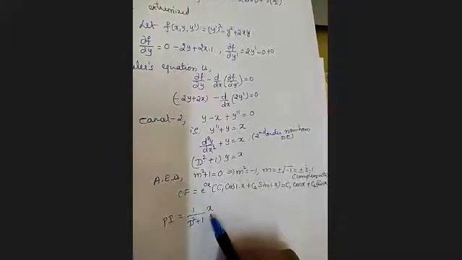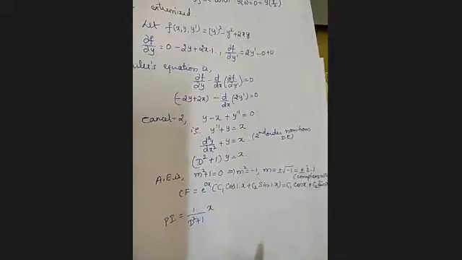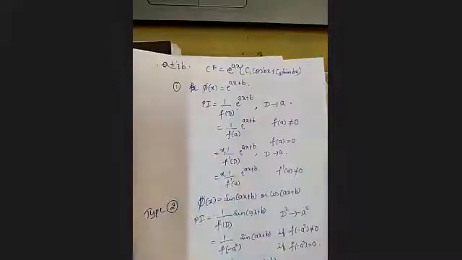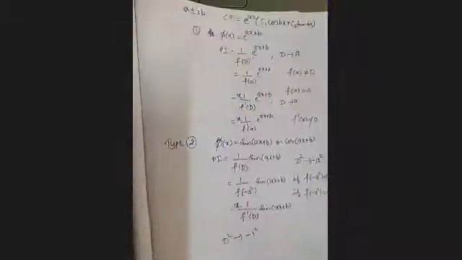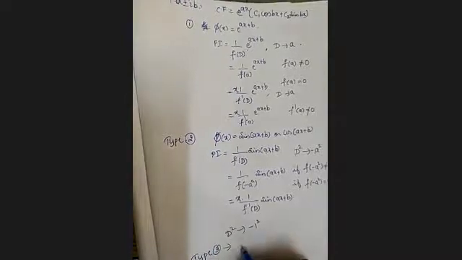This is in the form x to the power some m. You can say this belongs to type 3. Somebody said last time we have learned 4 types, but actually for your portion you had only 3 types. So type 3. Let me just tell about this.